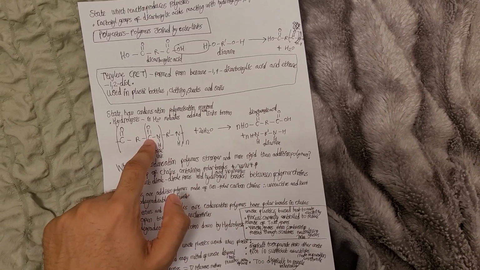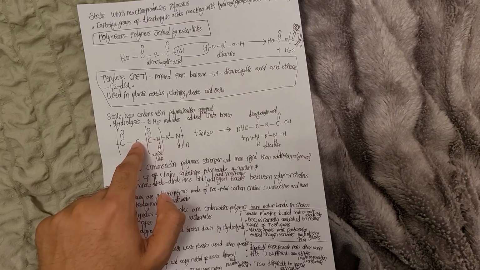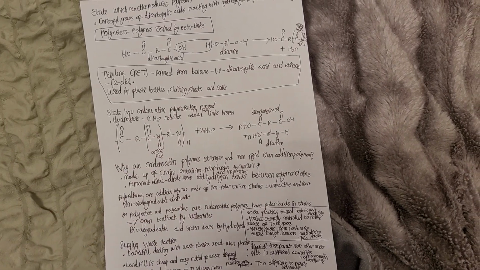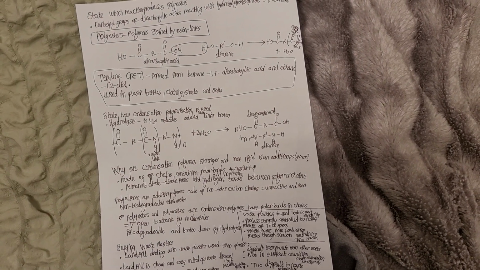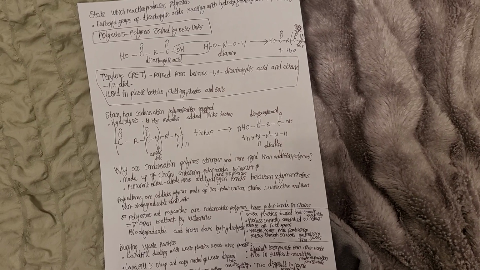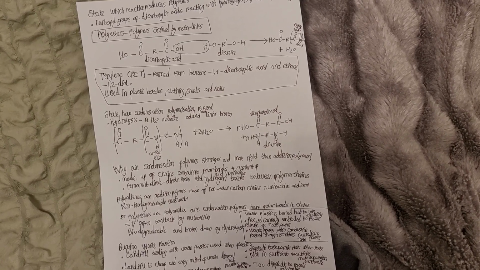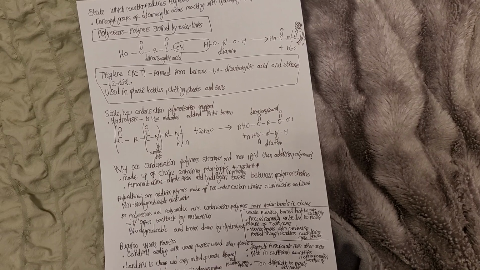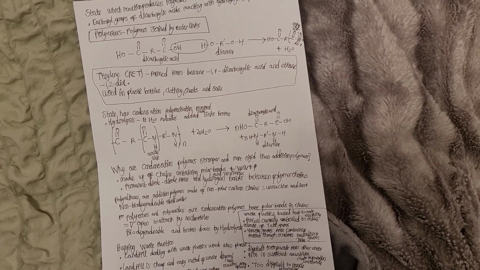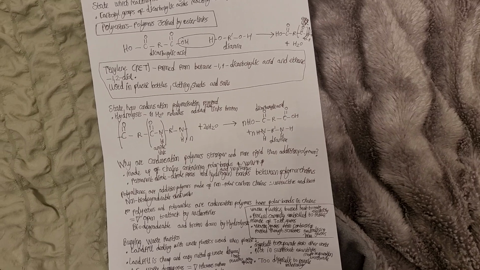If it was an ester link, C double bond O and an O there, and an R there, then because I'm reversing it by hydrolysis, it's the carboxyl groups of dicarboxylic acids and the hydroxyl groups of the diols. So I'm going to form a diol and a dicarboxylic acid.